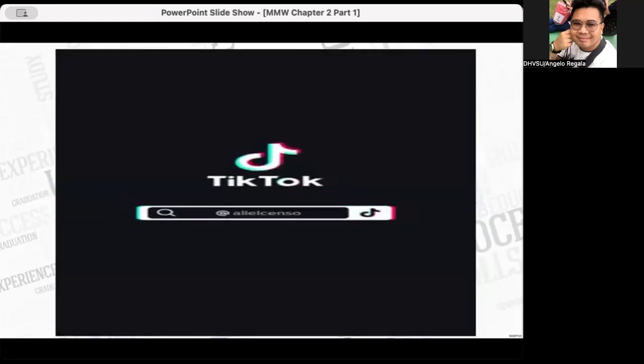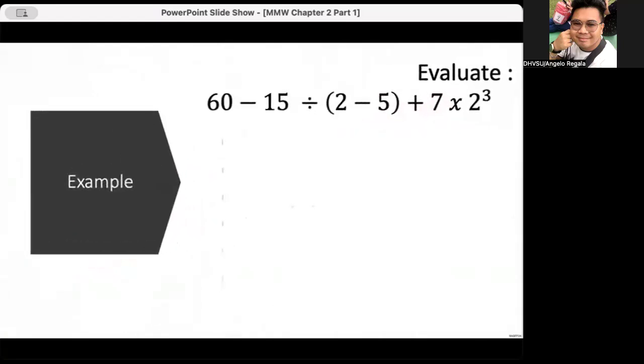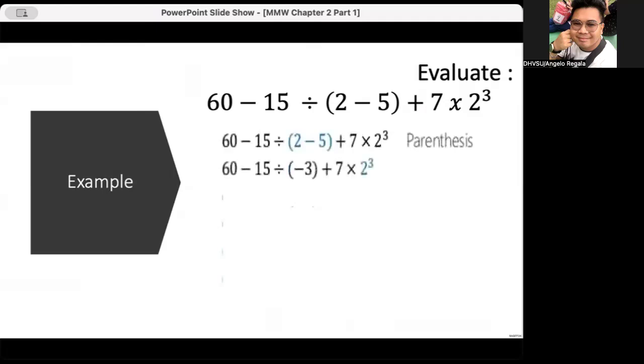Okay. So that's a preliminary. So let's have some examples. Example number 1, evaluate the following: 60 minus 15 divided by the quantity 2 minus 5, plus 7 times 2 cubed. Again, rule in GEMDAS, we start with the grouping symbols. So we subtract 5 from 2 first, giving us 60 minus 15 divided by negative 3 plus 7 times 2 cubed.